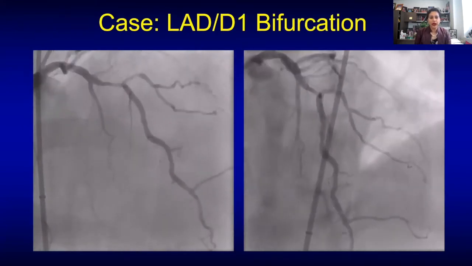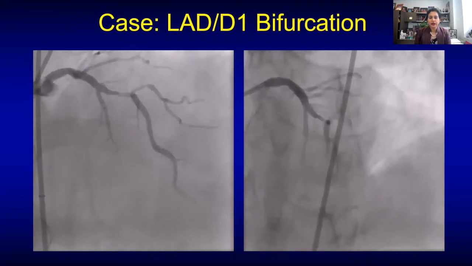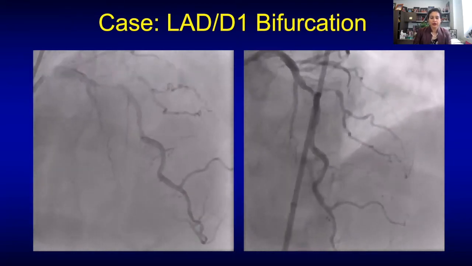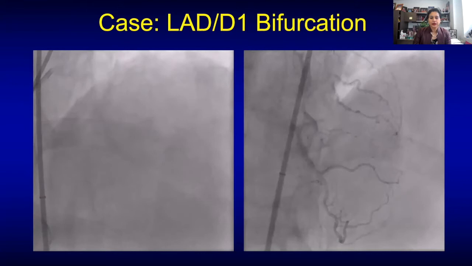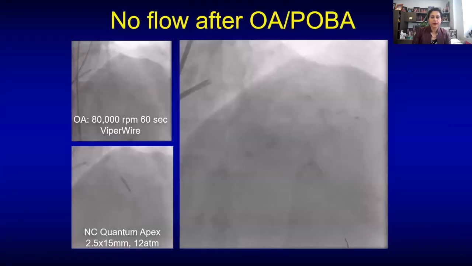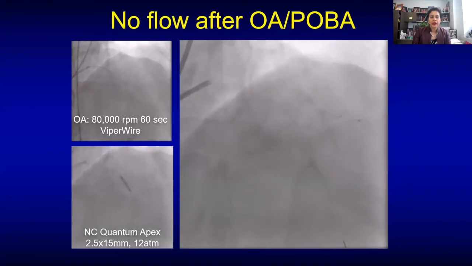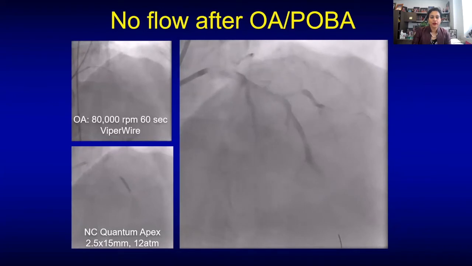So this is the angiogram, mid-LAD, significant lesion involving a moderate size diagonal, which also has some significant disease. We saw it in two views. So this is OCT before orbital atherectomy, where we see that there is a calcium arc of 180 degrees with the maximum thickness of 0.7 millimeter of the calcium. So we did orbital atherectomy, 80,000 RPM for 60 seconds or so with a ViperWire.